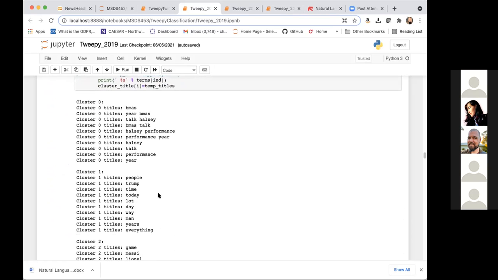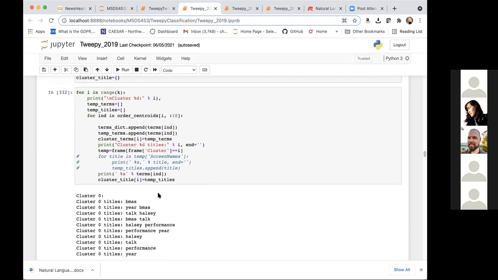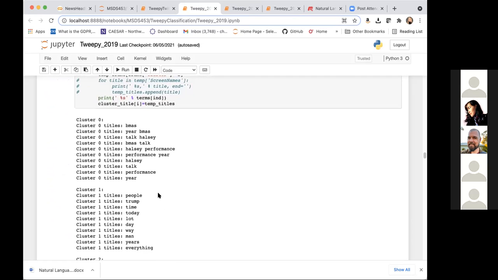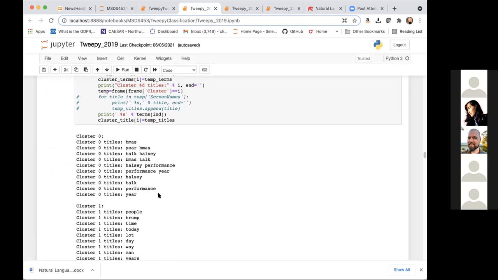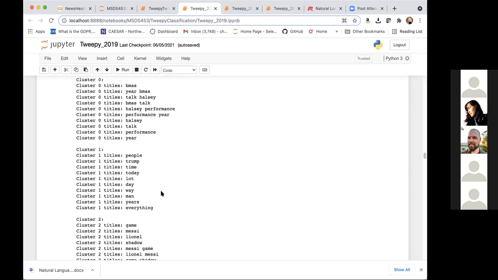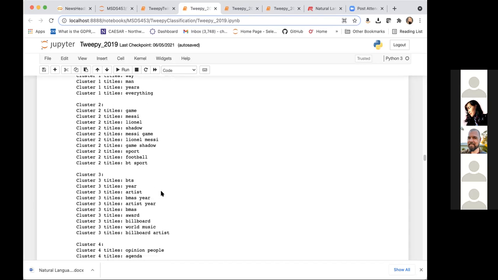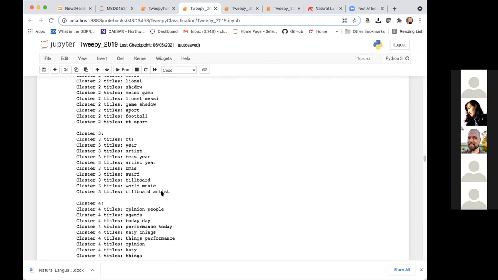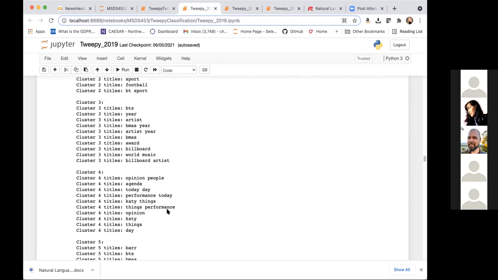As you can see here, it took the words that were chosen based on the TF-IDF, the most important words for each cluster, and it told you what the titles were. So you could manually label these clusters if you read through it. This one has a lot of the Billboard Music Awards, Halsey performance. You could tell that cluster 0 is most likely just talking about the Billboard Music Awards. Some of them were really hard to discern what they were talking about. Cluster 3 again is the Music Awards. Cluster 4 has some music awards, Katy Perry, I'm assuming.